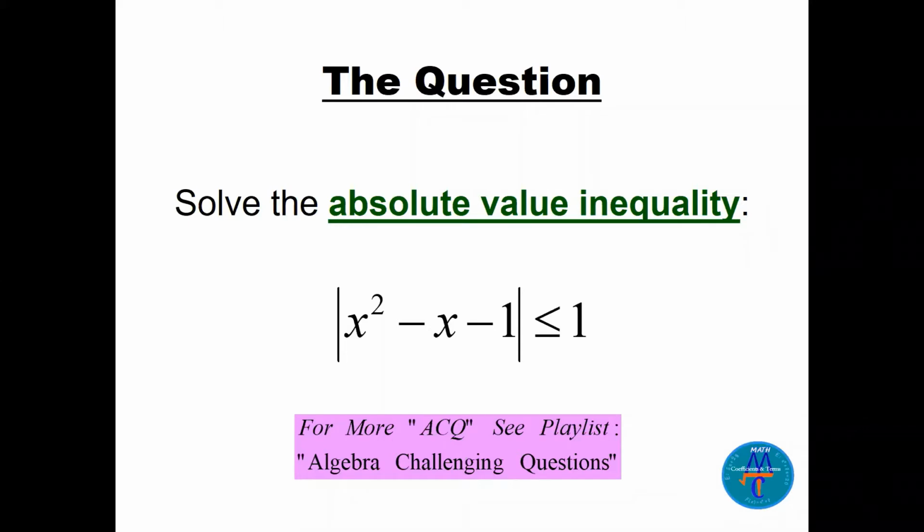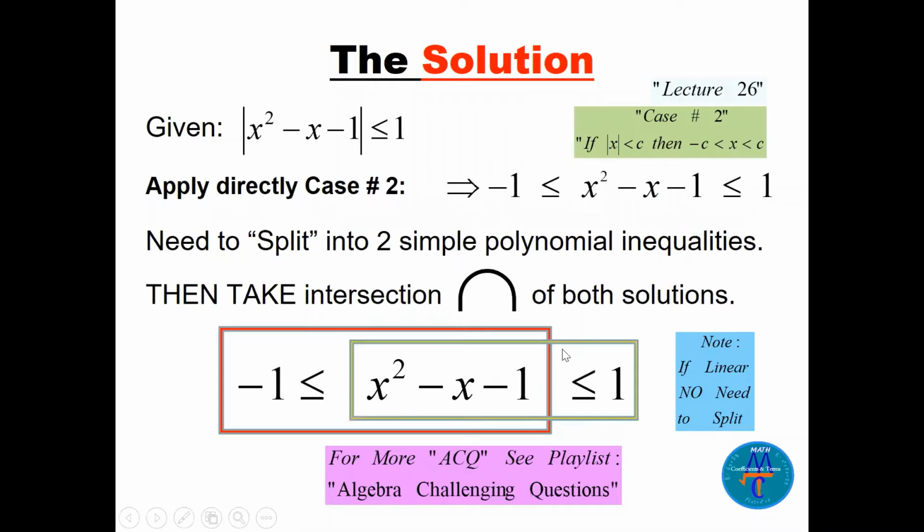This is another question in the series called ACQ, Algebra Challenging Questions. We have an absolute value, we have a polynomial less than or equal to 1, and we need to solve it, find x. Now, it looks ready for case number 2 in the algebra course, lecture 26.